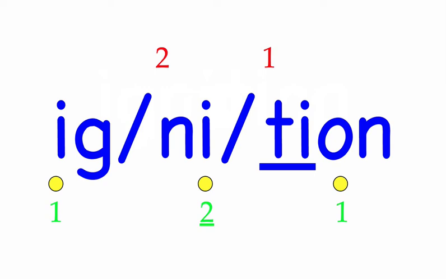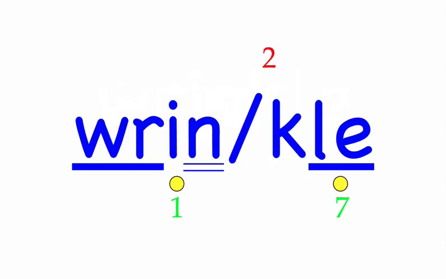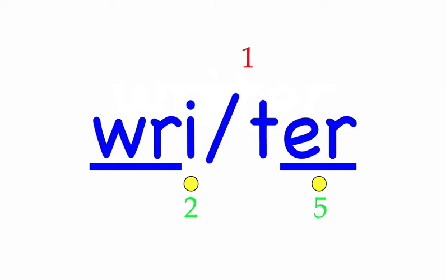Wrinkle. Wrinkle. I see a wrinkle on my face. Wrinkle. Wrin has three sounds: r, i, ng. Kle, two sounds: k, ul. Wrinkle, mark the word. Writer. Writer. The writer is not very well known. Writer. Wri has two sounds: r, i. Ter, two sounds: t, er. Writer, mark the word.